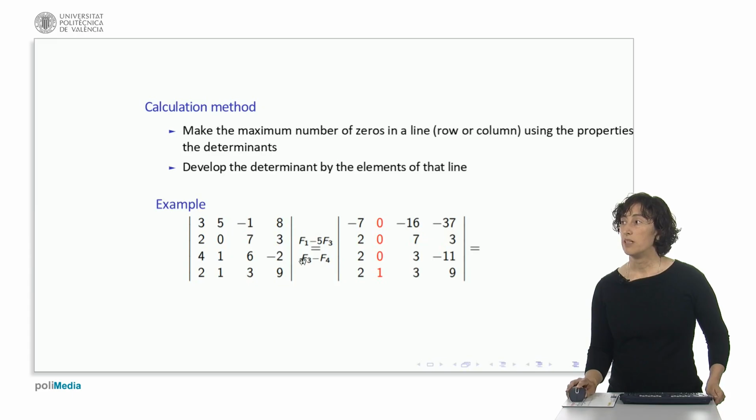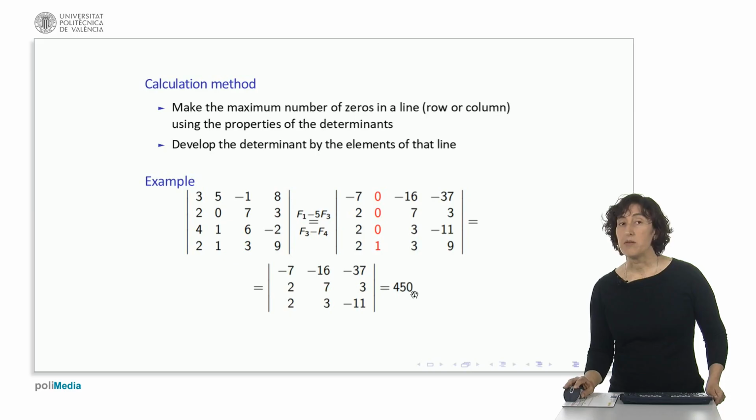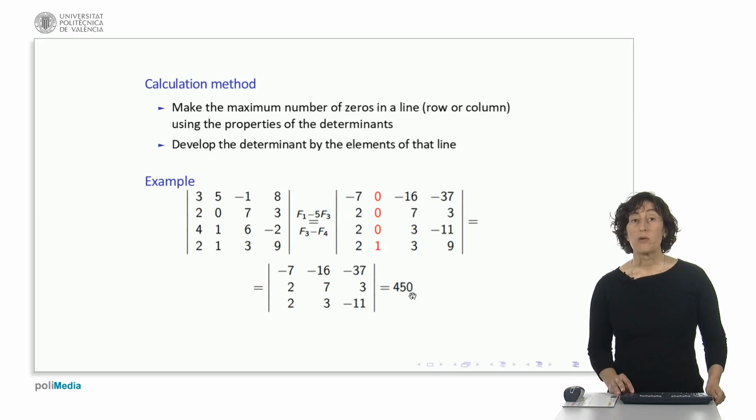So I move on to this determinant, and if I now develop by adjoints along this column, as you can see, only one adjoint is left. Only one determinant 3 times 3 is left, and I avoid calculating the 3 that we had before. The determinant value is obviously the same, 450. And we are going to apply this always for any type of determinant and for any order.